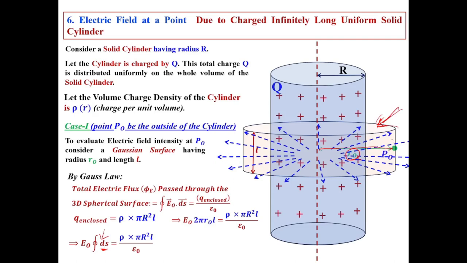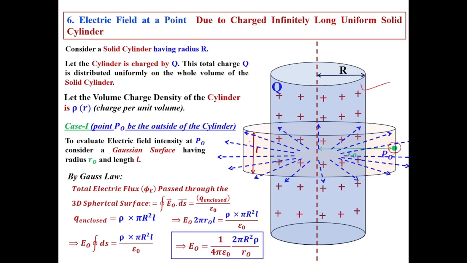It will be 2 pi r, the circumference of this Gaussian surface, into this thickness or height, that is 2 pi R0 into L, which represents the total surface area of this Gaussian surface. So E0 into this surface integration is nothing but the total surface area of this Gaussian surface, 2 pi R0 into L, equal to this much. So that implies we found E0, that means the electric field intensity at any point outside of this infinitely long uniform solid cylinder will be how much?